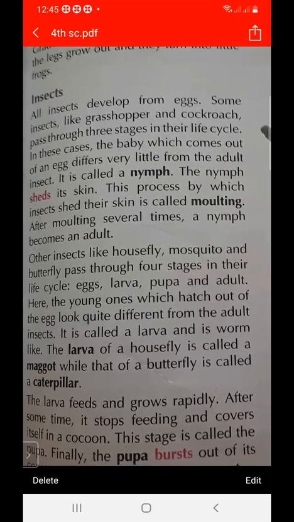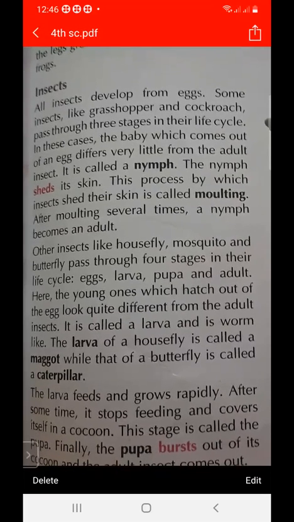As we know, some insects, just like the housefly, the mosquito, and the butterfly, have four stages in their life cycle. And what are the four stages? Egg, larva, pupa, and adult. So they have four stages in their life cycle.